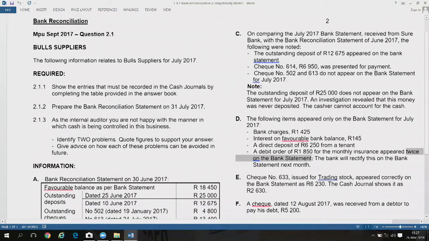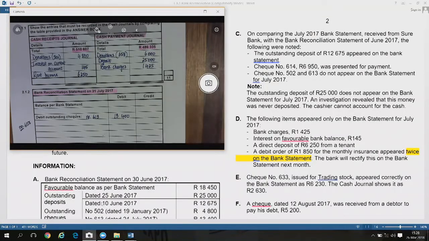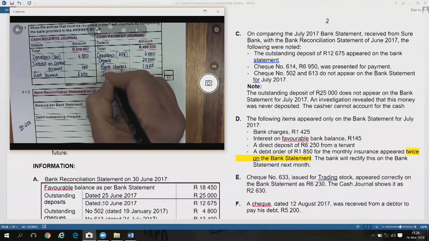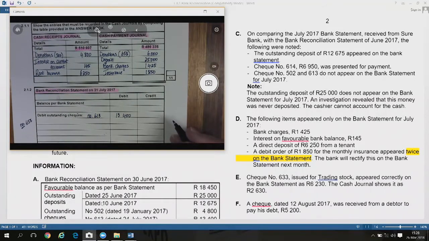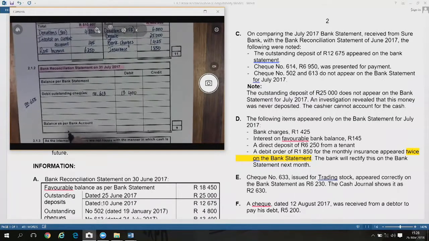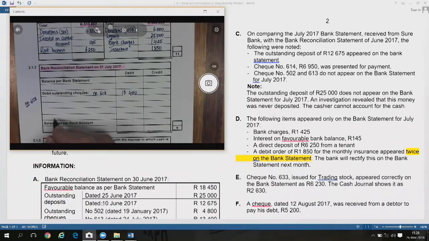So that means that they subtract 1850, which is the normal insurance. I'm going to put it there. I think my lines are not enough, but there's the normal insurance of 1850. And then they put it twice on the bank statement. We cannot put it twice in our CPJ because that is not the real situation. The bank will rectify this on the bank statement next month. So normally there will be a space there for it.